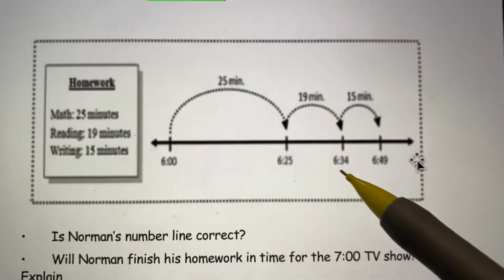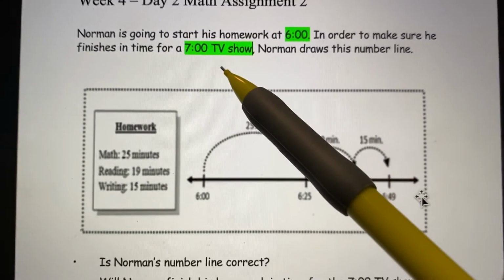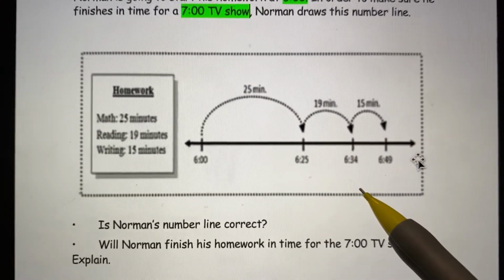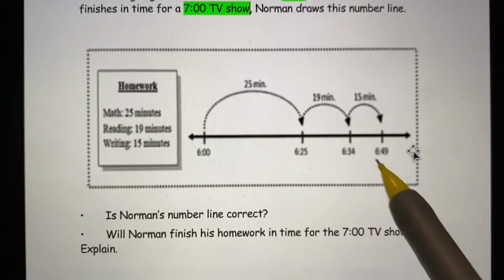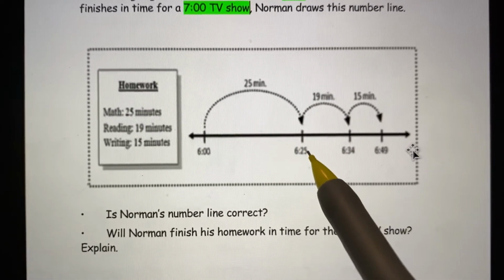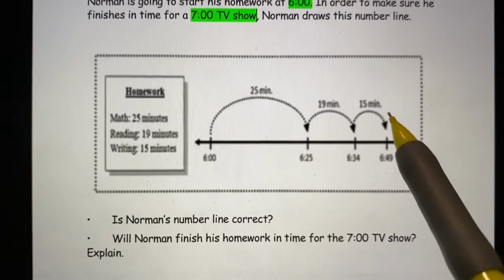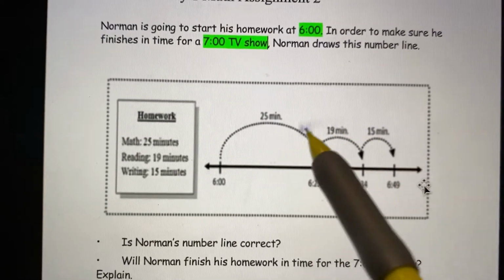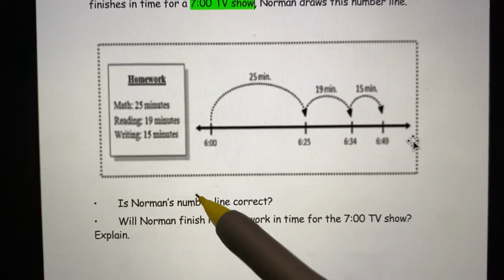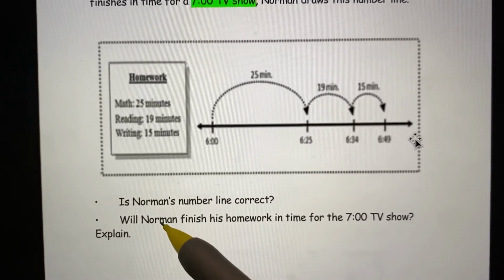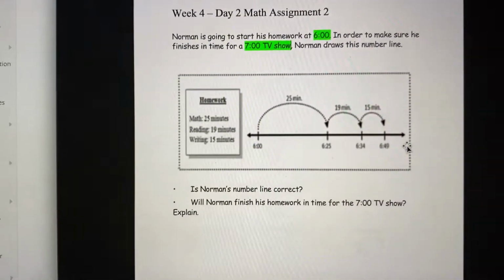It says here that it looks like he ended up okay for the 7 o'clock show. But I'm going to give you guys a hint. This doesn't look like it makes sense to me. So I suggest you add your minutes and see if they add up properly. I'll give you a hint. This right here, something funky is going on there. So you have to tell me, is it correct? Yes or no? And then you have to explain to me, will he finish his work in time for his 7 o'clock show? Alrighty? And that's pretty much it, you guys.